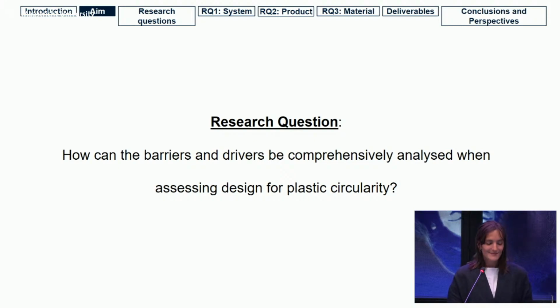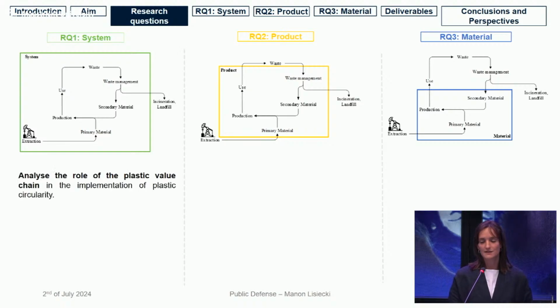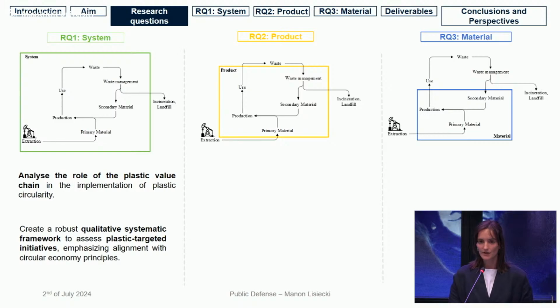That leads me to my research question that I investigated: how can the drivers and the barriers be comprehensively analyzed when assessing design for plastic circularity? To answer this question, I did 3 types of analysis. The first one at the system level, where I investigate the role of the plastic value chain to implement the plastic circularity. And I will present the systemic framework I created in order to evaluate the contribution of the initiatives to implement the circular economy principles.